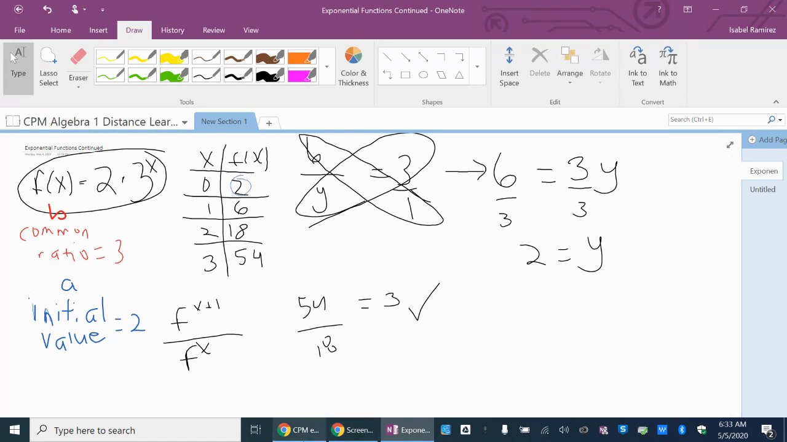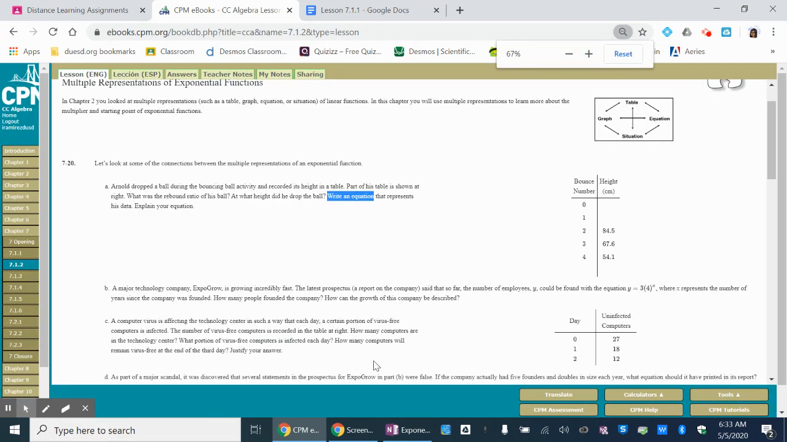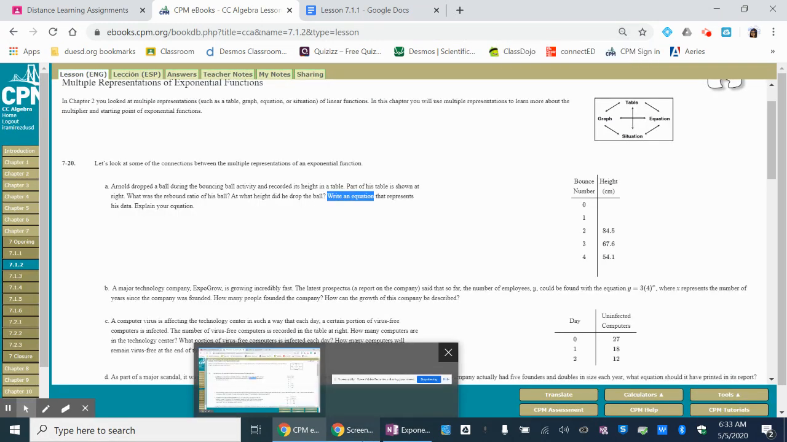So I hope that using this example, it will help you do 7-20. I'll explain your assignment for today on the Google Classroom post.